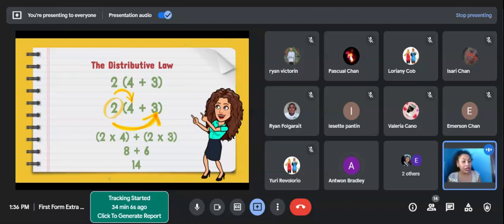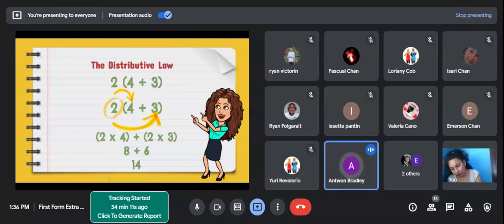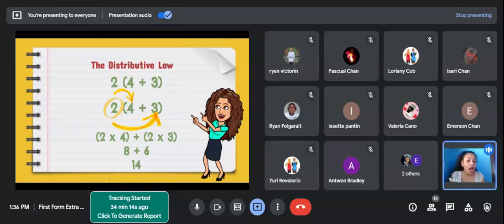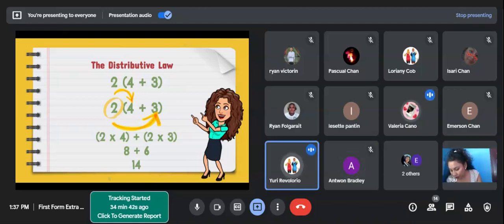Anybody has any questions? Miss, you always share the multiplication one in the inside one? Yes, always. So if I would have, let's say in the brackets, inside of the brackets, I have 4 plus 3 plus 5. I would need to share the 2 with the 4, the 2 with the 3, and the 2 with the 5. So I need to share what is on the outside with every single thing on the inside. Is it clear? Yes, miss.